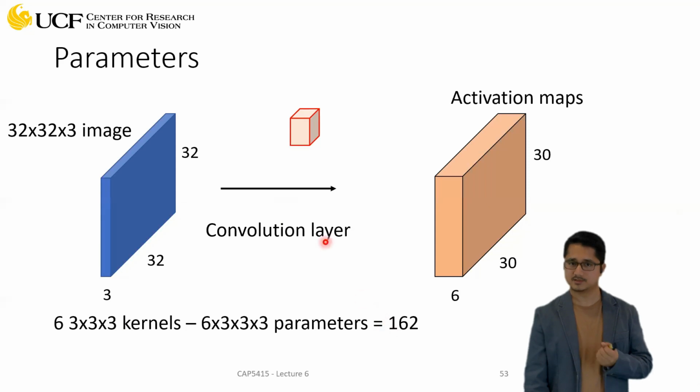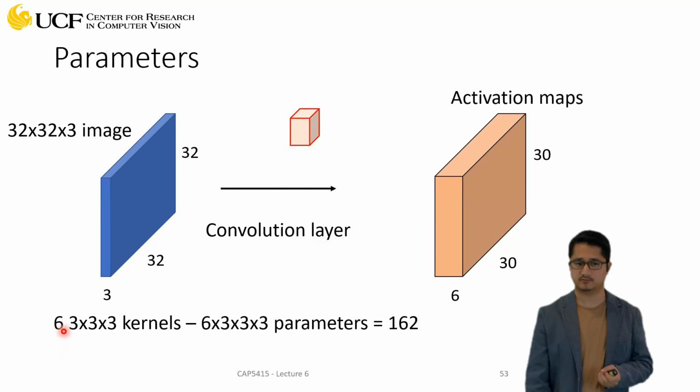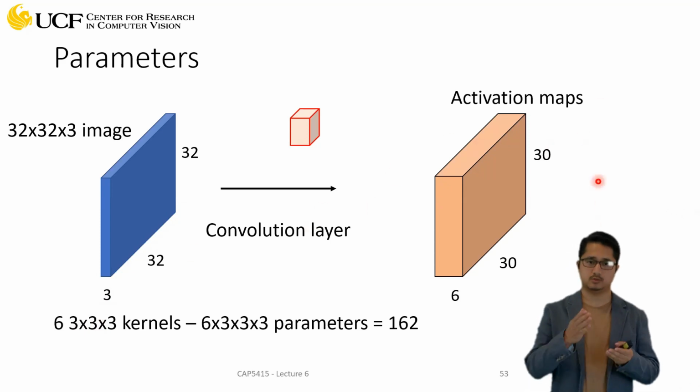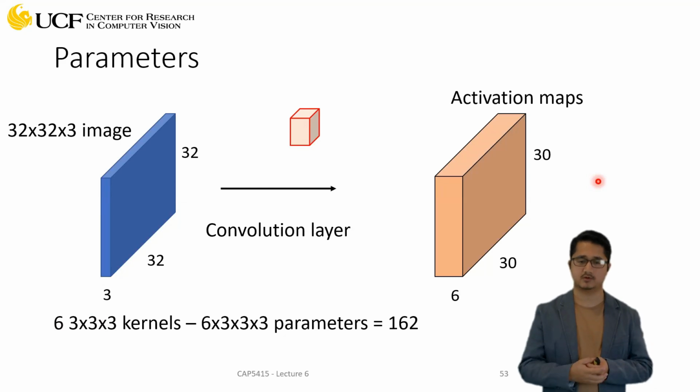Similarly, you can have more than 6 kernels. You can have as many as you want, and that will change the number of parameters. So one thing which changes the number of parameters is how many kernels you are using. The second thing which changes the number of parameters is the shape of your kernel. Then you can stack these convolution layers on top of each other. If you compute the number of parameters for one layer, you can just add them up for all the layers, and then you can say that this whole network has this many parameters.